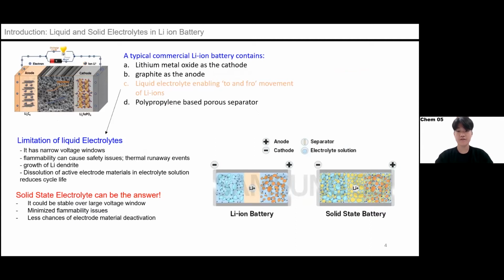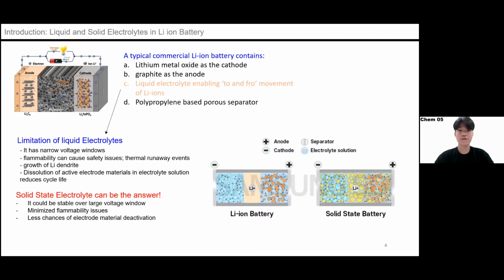In lithium-ion battery, there are cathode and anode with external circuit. There is also a separator between cathode and anode to prevent their contact. A typical lithium-ion battery contains lithium metal oxide as the cathode, such as lithium cobalt dioxide, and graphite as the anode. Liquid electrolyte is used, enabling lithium ions to move from cathode to anode, and from anode to cathode. Also, polypropylene-based porous separator is commonly used as the separator.